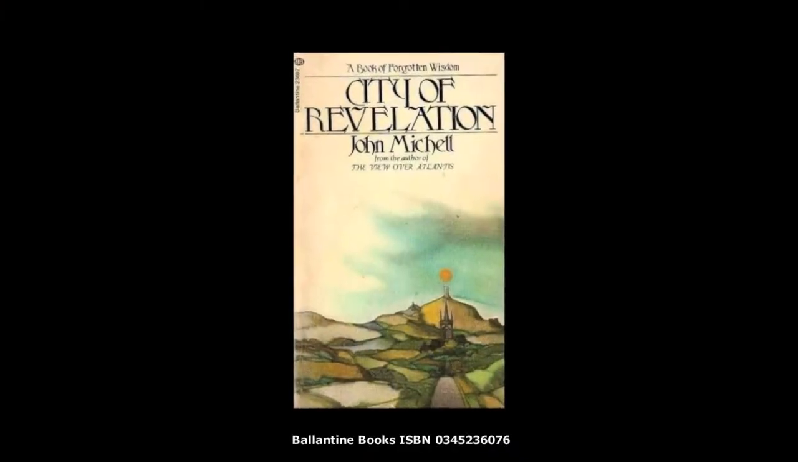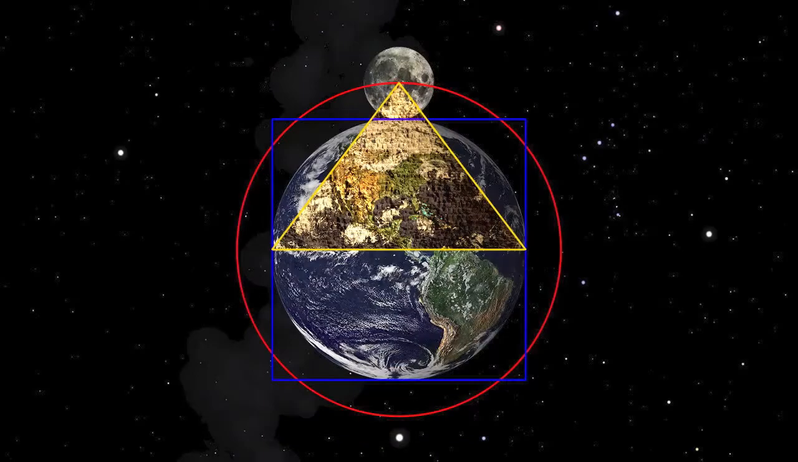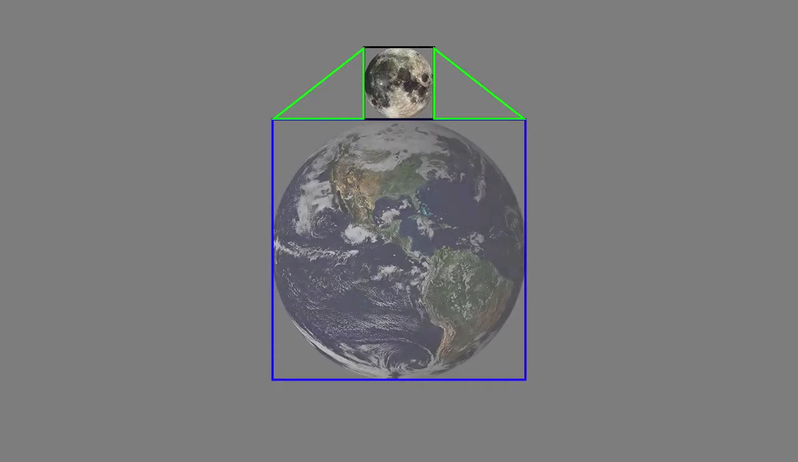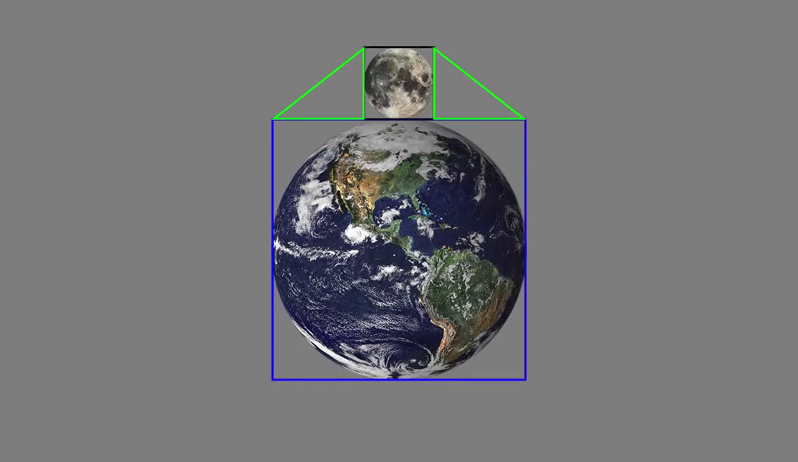In City of Revelation, John Michell showed in a simple diagram how the Great Pyramid encodes not only the proportions, but the dimensions of the Earth and Moon and the distance between them. Start with a 3-4-5 Pythagorean triangle. Draw a square of edge length 3 on the side, and inscribe a circle in it to represent the moon. Then draw a mirror 3-4-5 triangle opposite. Draw a larger square below with an edge length of 11. Inscribe a circle in the large square to represent the Earth.